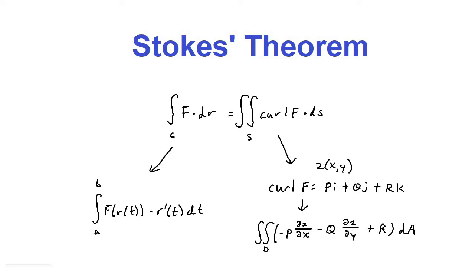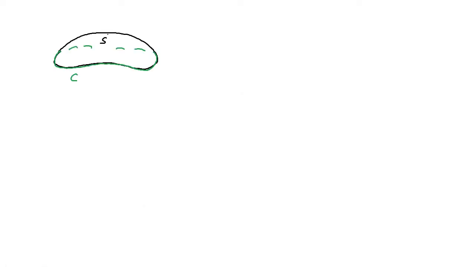So let's take a look at Stokes Theorem. Let's say we have a surface S, which is in black, and then we have a line C, which sort of surrounds the surface S. Now what Stokes Theorem does is it relates the surface integral over a surface S to the line integral C, which surrounds the boundaries of S, the surface.